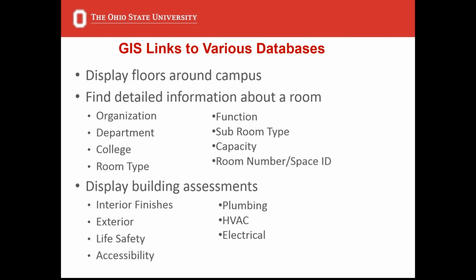It all still dumps into the same feature class in our SDE. It doesn't care. Luckily, the linkages are still all the same, so it still hits the same space information database. It's not a problem. So the things you'll be able to connect to in our GIS Maps is both the space information database and also the building assessments database. So you can find out about organizations for a room, departments, colleges, the room type, capacity, room number, space IDs, and then anything related to the building assessments, which are on a building basis, not by room.